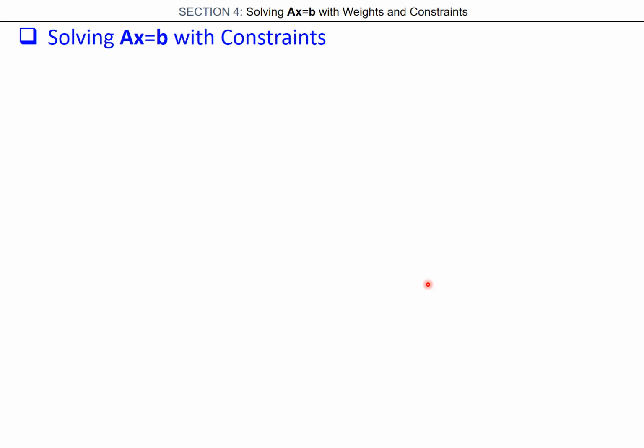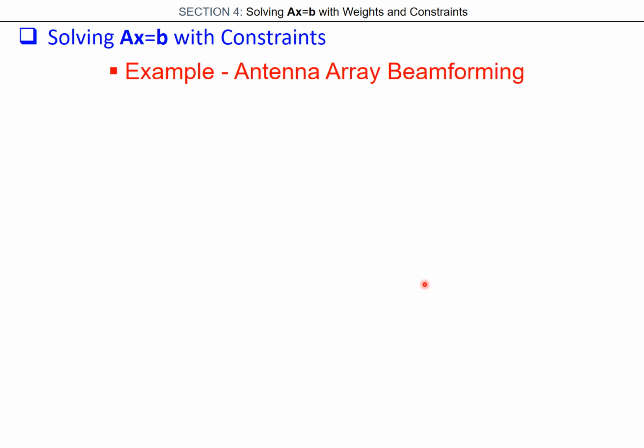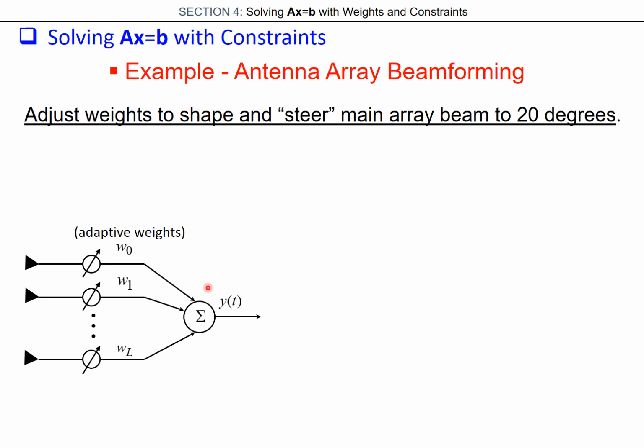Okay, another issue is solving AX equals B with constraints. So let's take an example of what's called antenna array beamforming. So what happens in antenna array beamforming? You have a set of antennas and they are picking up electromagnetic or RF signals, and they weight the signals coming in on each antenna with these weights. These weights in general would be complex, and then you get the output here.